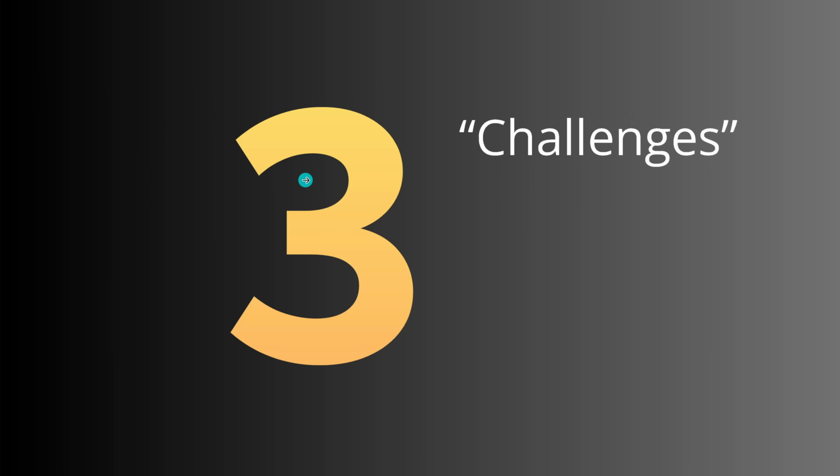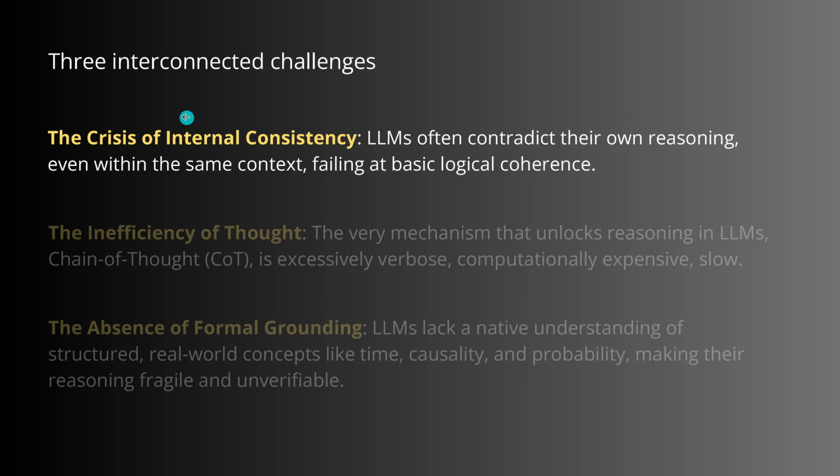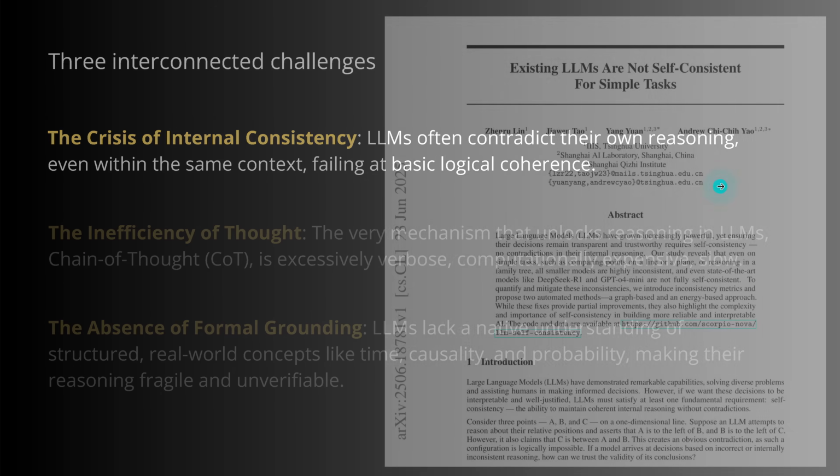So let's say we face 3 challenges today, and I want to be realistic, only the papers that I've shown you of 23rd June 2025. The crisis of internal consistency. Now, this is the first paper here. Existing LLMs are not self-consistent for simple tasks. We're not talking about high complexity tasks, nothing at all. Simple tasks. And this is from Tsinghua University and Shanghai AI Laboratory. Have a look at this paper.